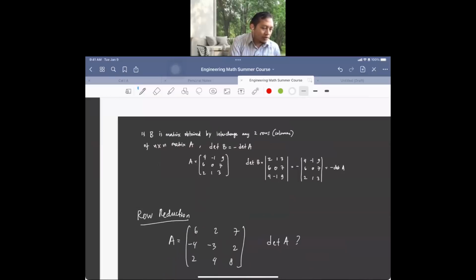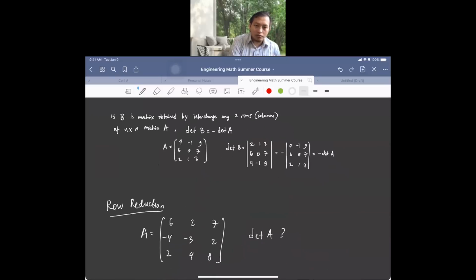Before row reductions, if we interchange the rows, for example here we are changing from this and this. Okay, we change the row, and we have this. The determinant will be the minus determinant of the first matrix. The same thing if you change the left column with the middle one, you can also say that it will be the minus determinant of A if we want to find the determinant.